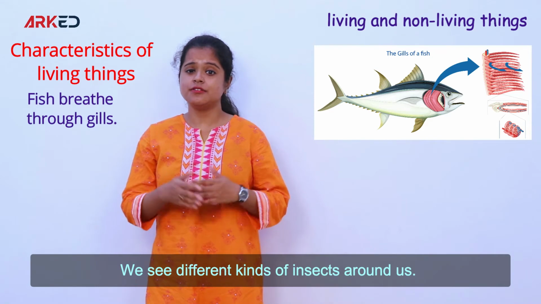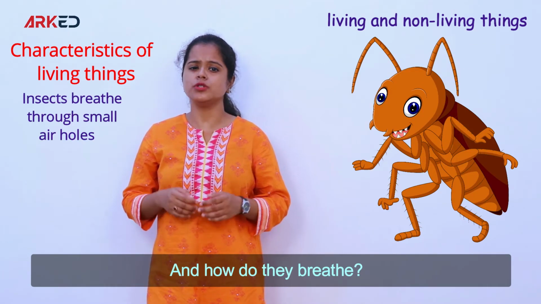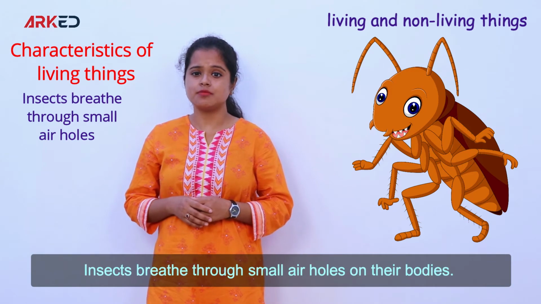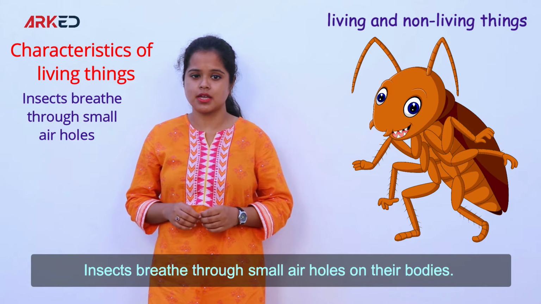Now, what are the other living things that we see around us? We see different kinds of insects around us. And how do they breathe? Insects breathe through small air holes on their bodies.